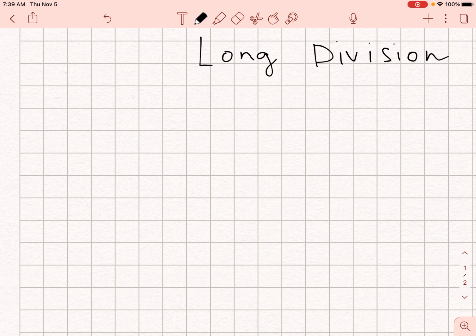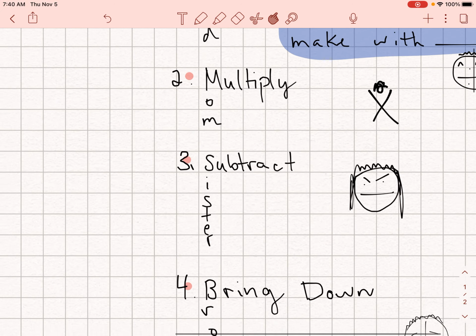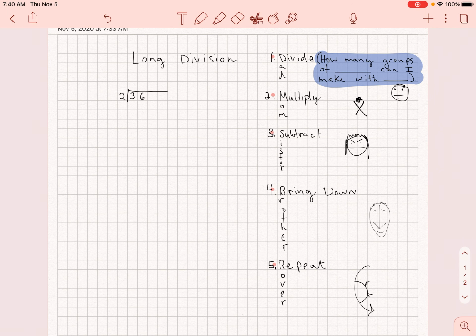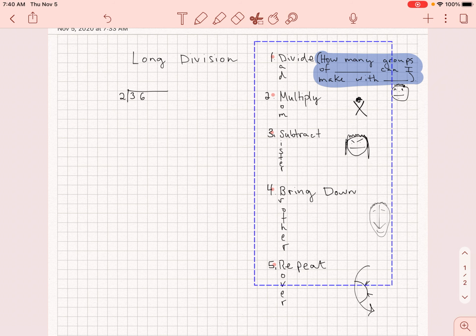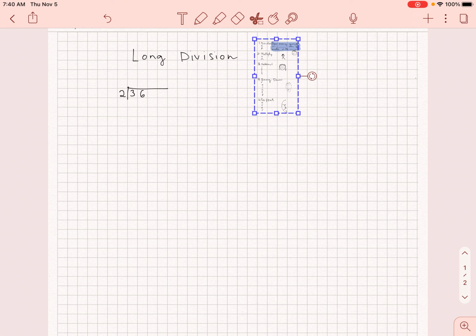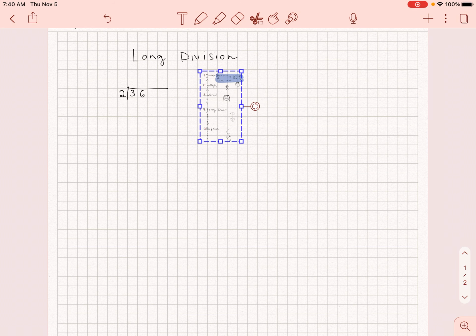All right. So let's start with a smaller division problem, and then we'll try a little bit bigger one. That's going to be helpful for your practice this week. So let's go ahead and try a 2-digit number to begin with. 36 divided by 2. Now I want my steps. I'm going to keep these handy. I'm going to do a little trick here. I'm going to shrink them down and keep them handy while I'm working on this problem.